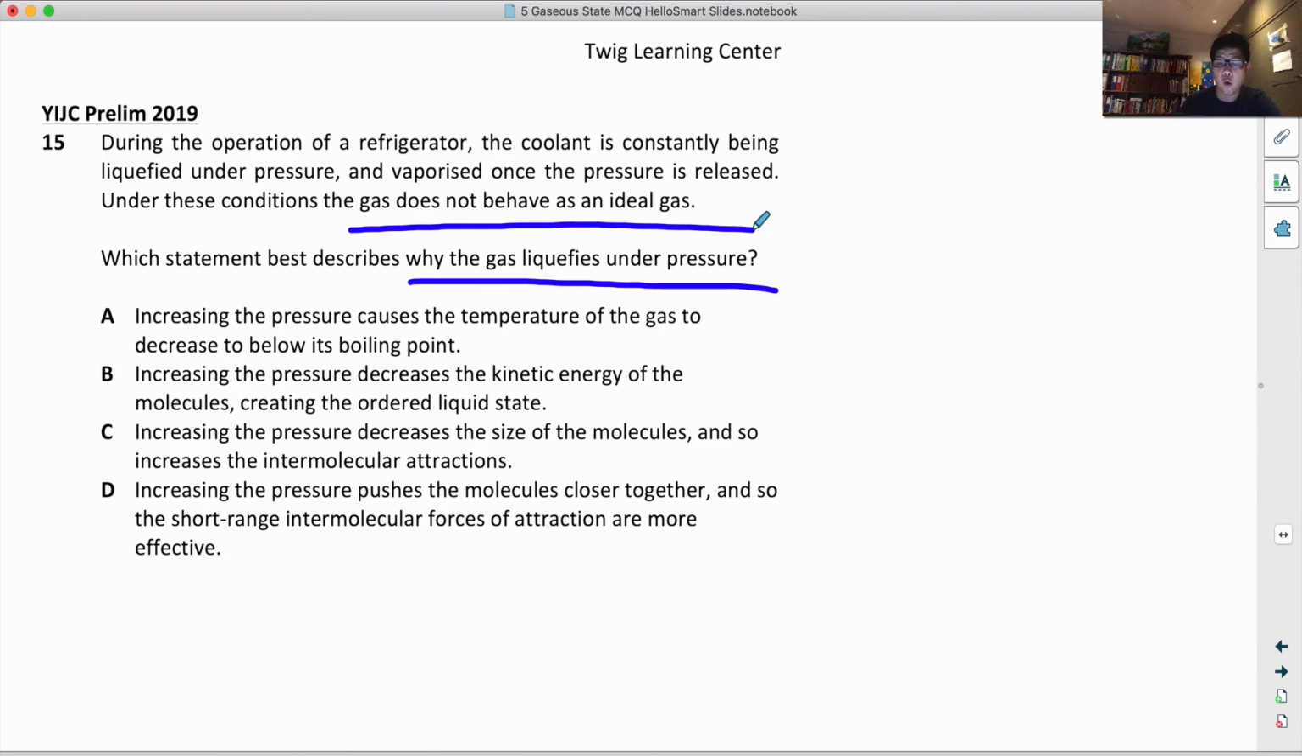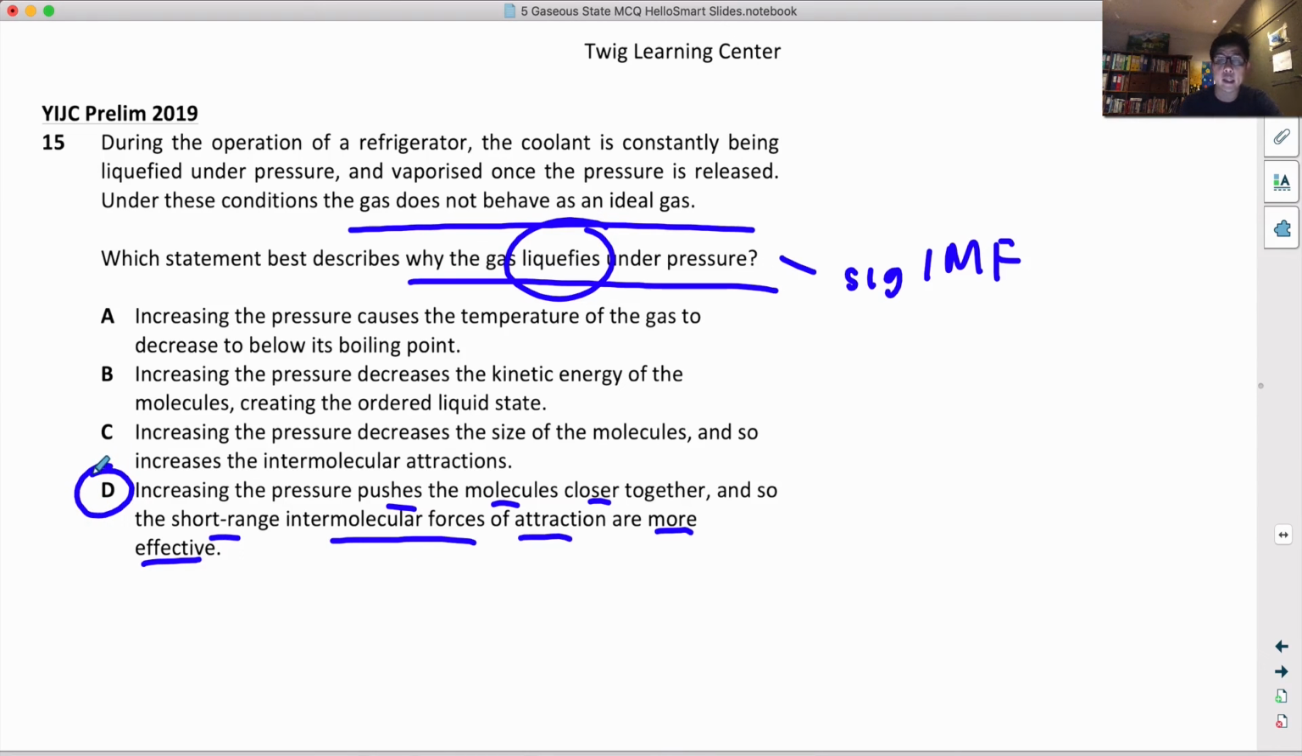So the thing is, if you compress it very hard, the molecules come closer and closer. It would actually have significant intermolecular force of attraction, because the molecules are very close. So the increasing pressure will push the molecules closer, so that the short range intermolecular force of attraction becomes more effective, which means it becomes stronger. Okay, so it becomes stronger, the gases can come closer and they can become a liquid more easily. All right, so that's why the answer has to be D.